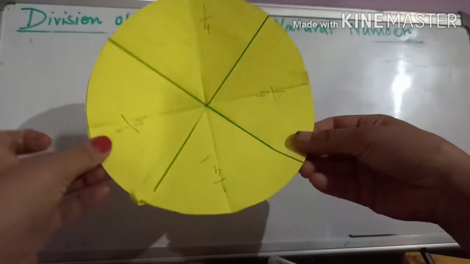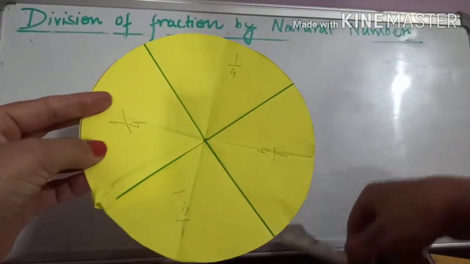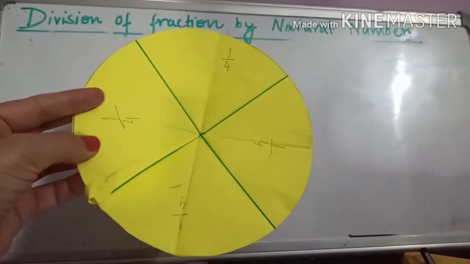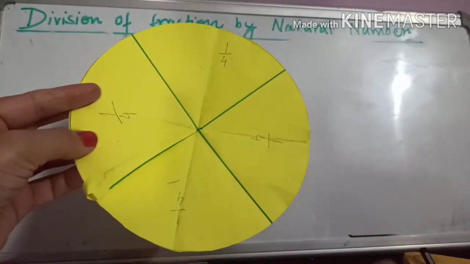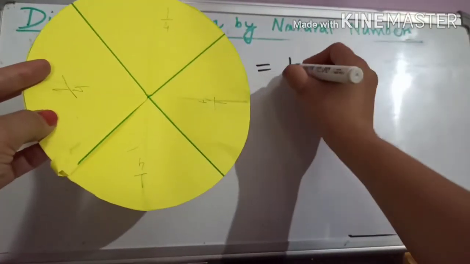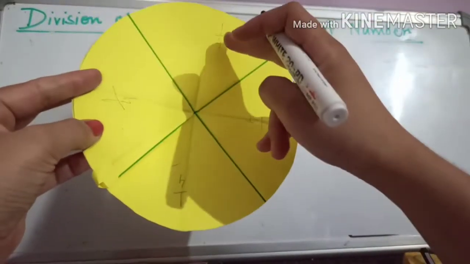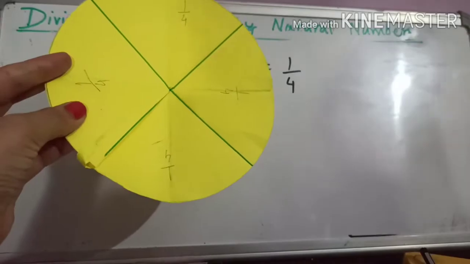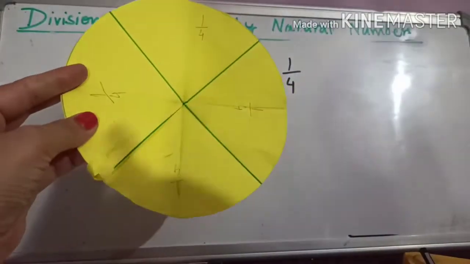Now we'll see how to divide a fraction by natural numbers. So suppose I have this circle. The circle is divided into 4 parts. 1, 2, 3, 4. So each part of the circle will represent 1 by 4th. So this is 1 by 4th part, this is 1 by 4th part. Similarly this and this, they are 1 by 4th part of the total circle.